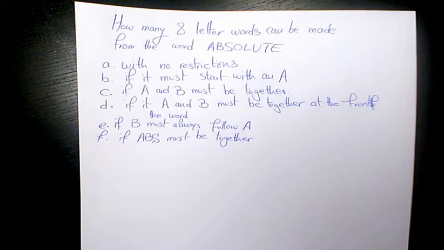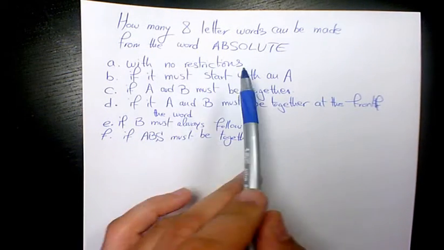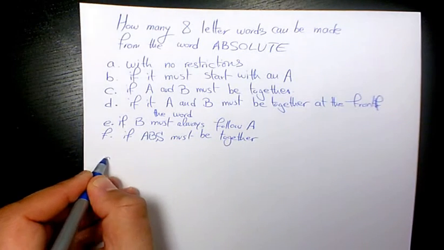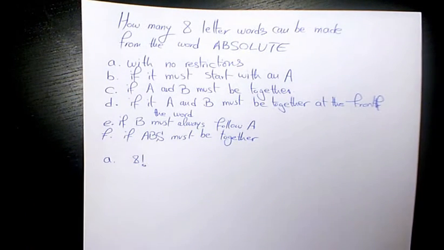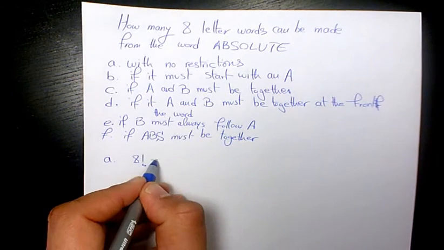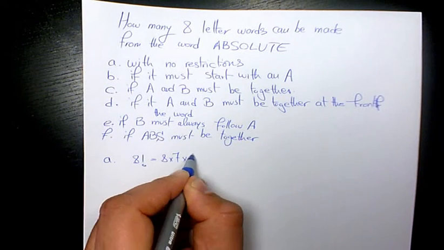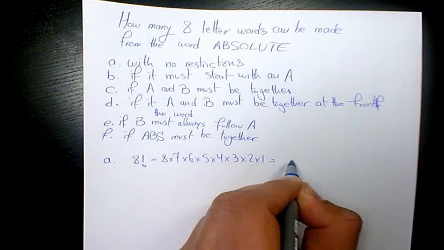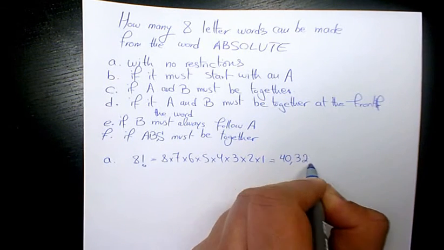In this video I want to show you how many different ways, or how many 8-letter words, can be made from the word "absolute." We have 6 different questions. The first one is how many different ways with no restriction. So we have 8 letters, so that will be 8 factorial when there is no restriction and none of them is repeating. So it's just 8 factorial, which is 8 times 7 times 6 times 5 times 4 times 3 times 2 times 1. That's going to be 40,320.